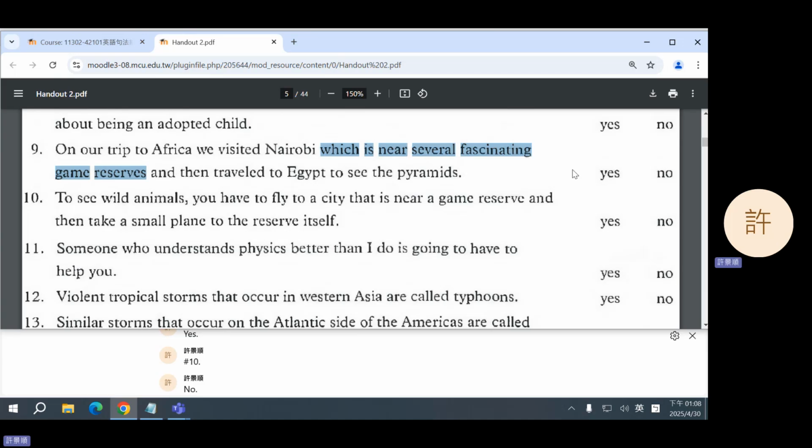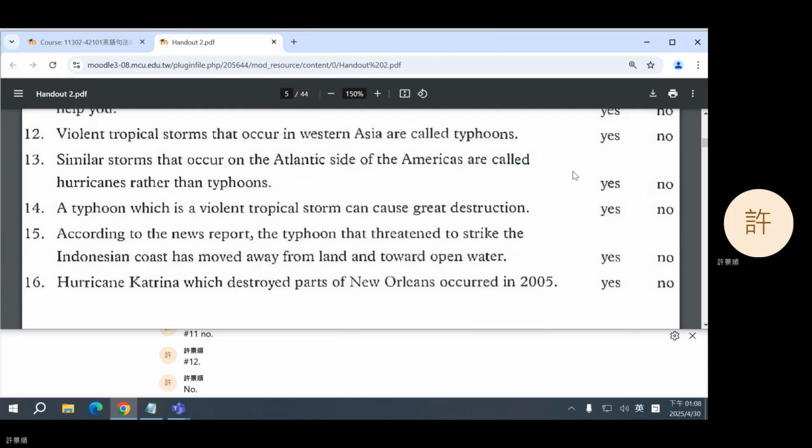Number 11, no. Number 12, no. Number 13, no. Number 14, yes. Number 15, no. And number 16, yes. Another clue, which this part used a lot, is you cannot add a comma in front of the word that. So if it uses the word that, no comma. Questions about this page?